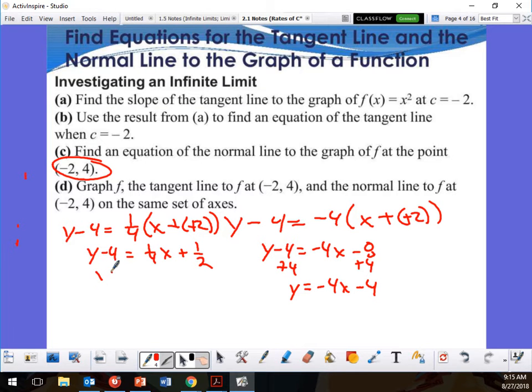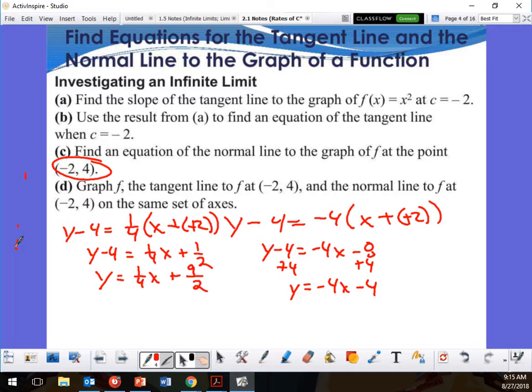Y equals 1/4 x, and so if I'm adding 4, that's 8 over 2, that's plus 9 over 2. Yes? There's the equation of a line that's perpendicular to the tangent at the same point.